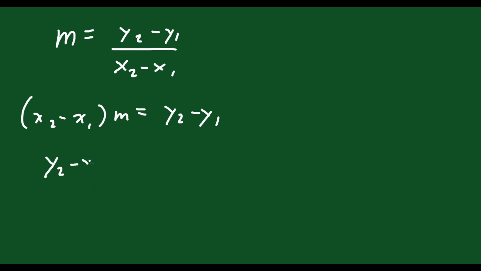You have y2 minus y1 equals m times x2 minus x1. This is basically the formula, right? Except x and y are just a general point. It's just x and y. And then these numbers represent a specific point on the graph. So that's where that comes from.